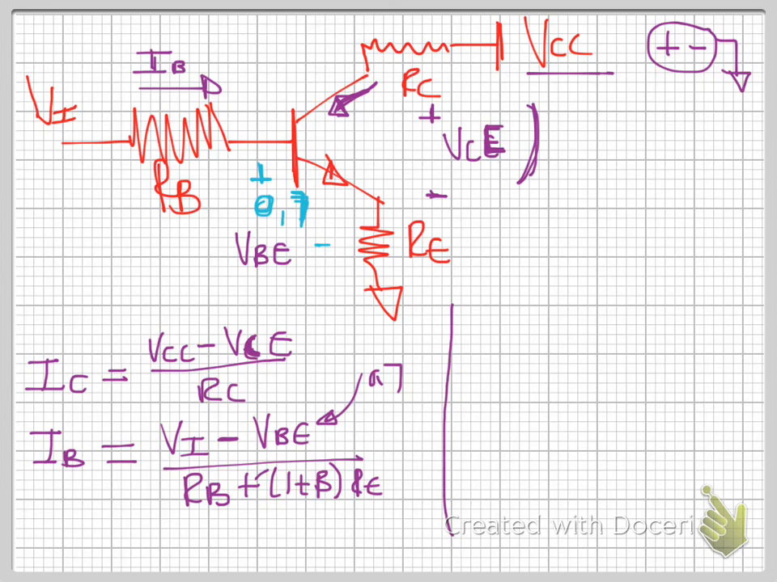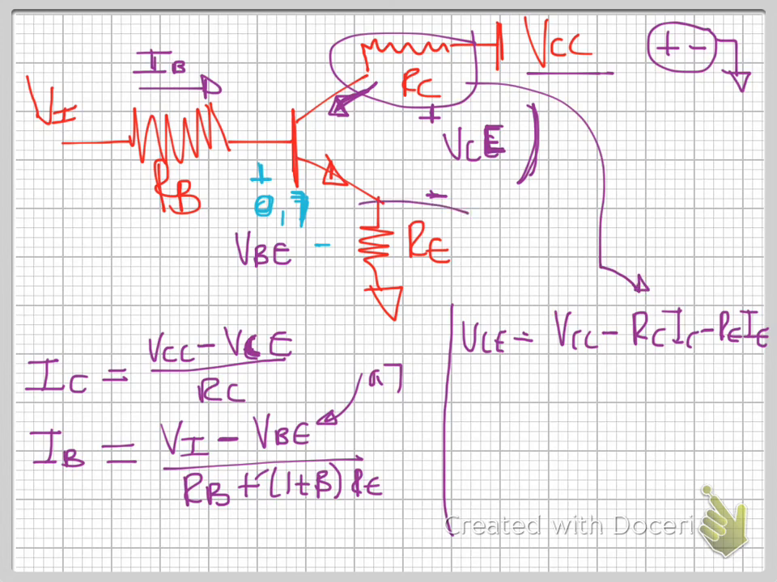And then you've got V of CE is equal to VCC minus RC IC minus RE IE. I mean, that one is pretty intuitive. So the voltage V of CE is equal to the voltage going on here, which is this one, minus the voltage going on there, which is that one. Basically, the voltage there minus the voltage there is equal to the voltage in the middle.